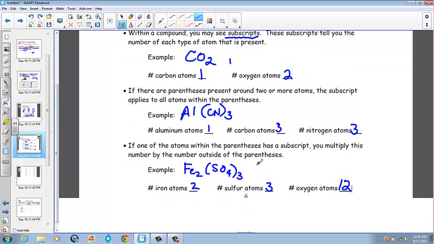Now again, if I'm going too fast, you can pause and go back where I said oxygen, 4 of those times 3, because basically each of these parentheses means that there are 3 SO4s. And if you want to do it that way, you can to remember, but then you would say 4, 8, 12. 12 oxygens. 1, 2, 3 sulfurs. And then you have your 2 irons over here.